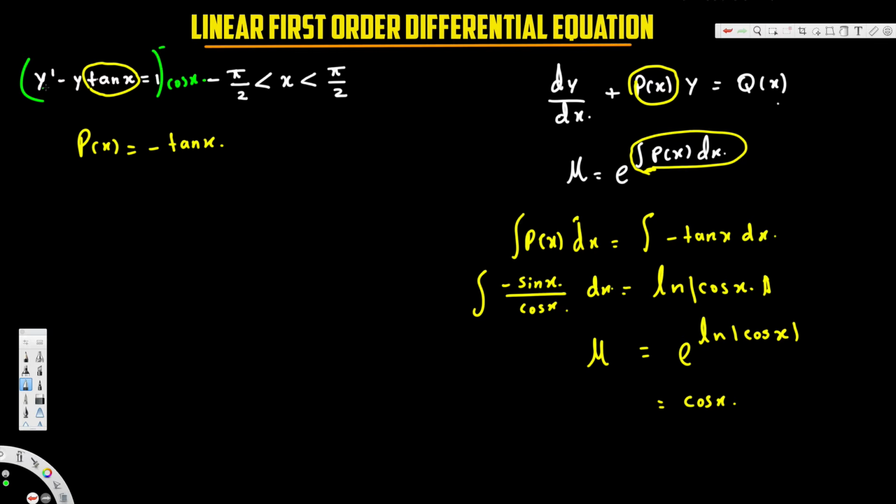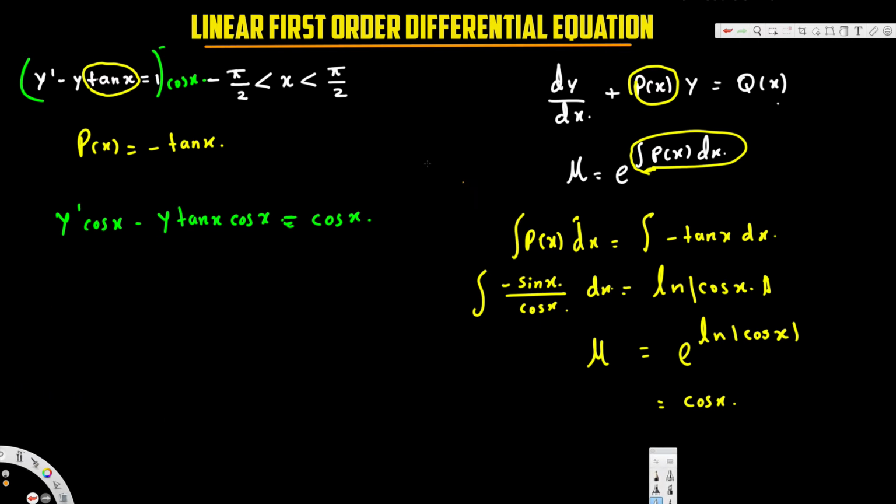Now when we multiply cos x on both sides, that's going to result in y prime cos x minus y tan x cos x, and on the other side we have 1 multiplied by cos x, which is just cos x. Now the next thing is, after we multiply by the integrating factor in a linear first order differential equation, this y prime cos x term is always equal to the following. We can also write y prime as dy over dx.